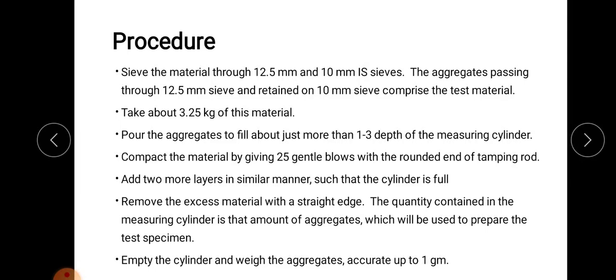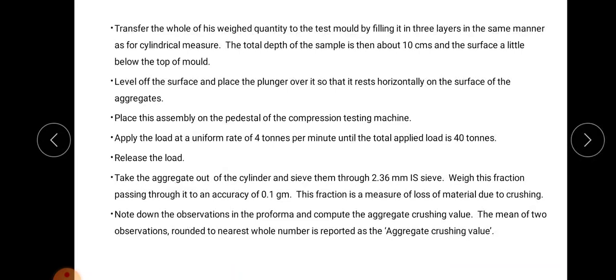Okay, so initially 1/3 of the cylinder is filled with this aggregate and we give 25 blows, and after that the next 1/3 layer is filled, and also given 25 times tamping, and finally the top layer is filled in the cylinder. Okay, and remove the excess material with a straight edge. The quantity contained in the measuring cylinder is the amount of aggregate which will be used to prepare the test specimen. So we have to take the weight of the aggregate which is filled in the measuring cylinder.